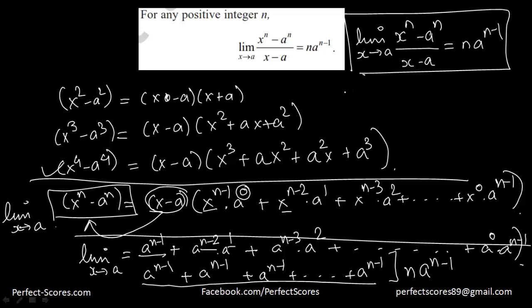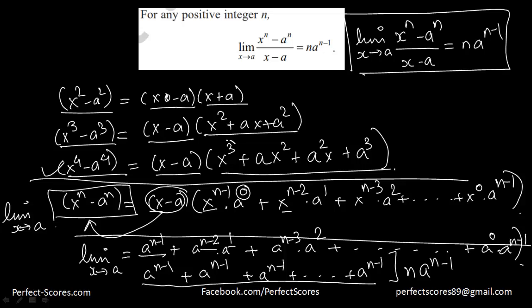I hope you're understanding what I'm trying to do here. I'll just go through the whole thing again. See, x square minus a square is x minus a into x plus a. X cube minus a cube is x minus a into this. X to the power 4 is this into this. So you can see that x's power is reducing by 1 throughout, and a's power is increasing by 1 throughout. So x to the power n minus a to the power n can be written as x minus a into x to the power n minus 1 into a to the power 0 plus x to the power n minus 2 into a to the power 1 plus x to the power n minus 3 into a to the power 2, and so on till x to the power 0 into a to the power n minus 1.